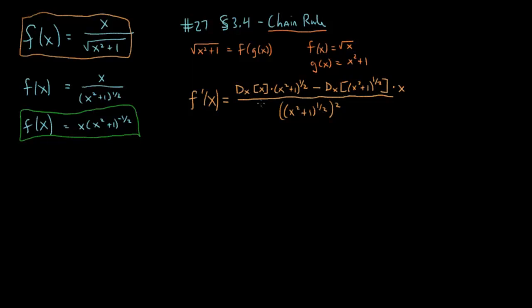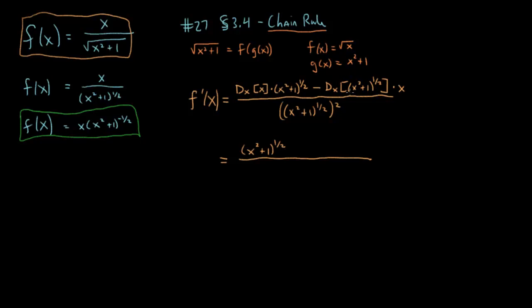Okay. Now we have to go ahead and figure out that derivative and that derivative and then start the simplification process. So let's see here. We can say this equals, we still have a big fraction. Well, what's the derivative of x? The derivative of x is just 1. So this first term on the top left-hand side just simplifies to x squared plus 1 to the 1/2 power.